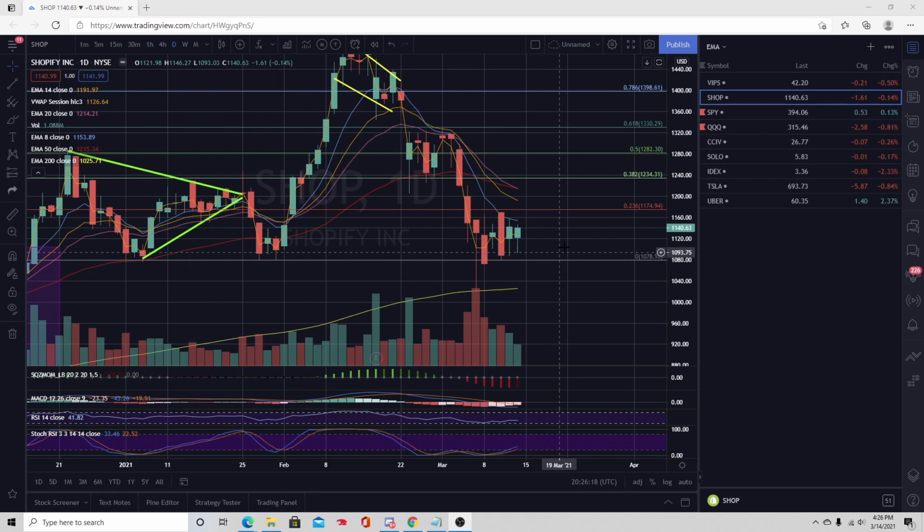Looking at SHOP on the daily time frame, the 8 EMA has been acting as resistance. Ever since here, where it closed below, it's been bouncing off ever since. Once Shopify closes above the 8 EMA, it could signal a potential reversal.